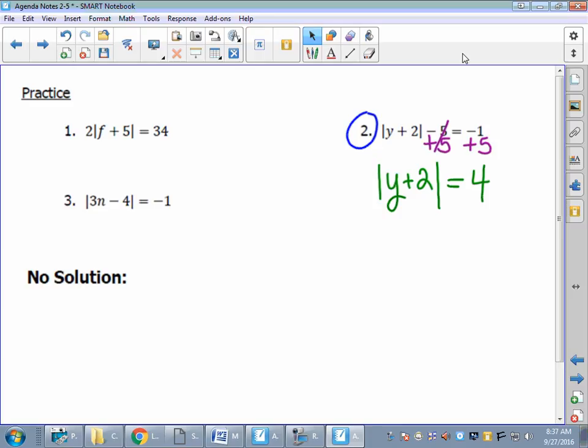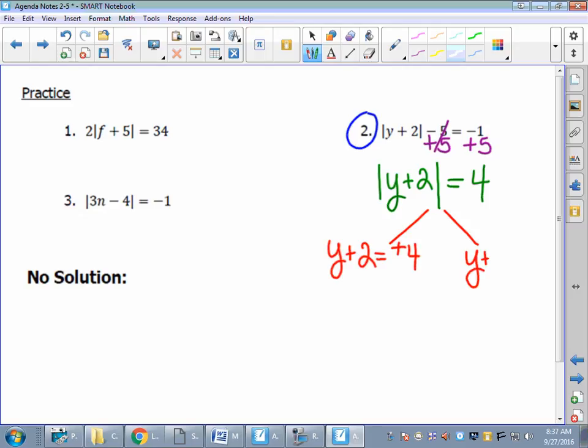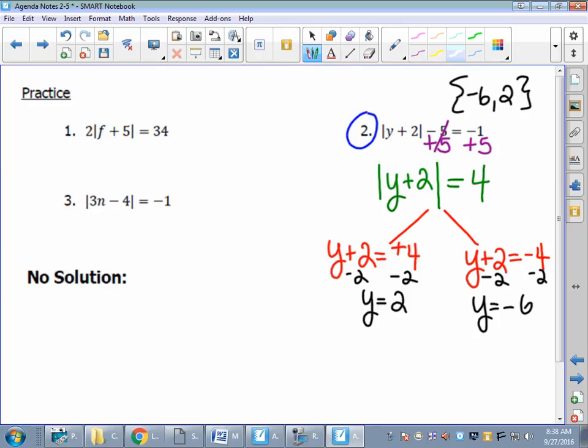Now that I've got the absolute value sign isolated, I know I'm going to have to split this into 2 pieces. So I'm going to have y plus 2 equals a positive 4, and y plus 2 equals a negative 4. And now this is a really easy equation to solve, right? Subtract 2, I get y equals 2. Subtract 2, and I'm going to have negative 6 for my second answer. If I'm going to write those in set notation, I'd write negative 6, 2. I always write them in order from least to greatest, but if you had them both there, it wouldn't matter. The trickiest part is to remember to split it up into 2 separate pieces.